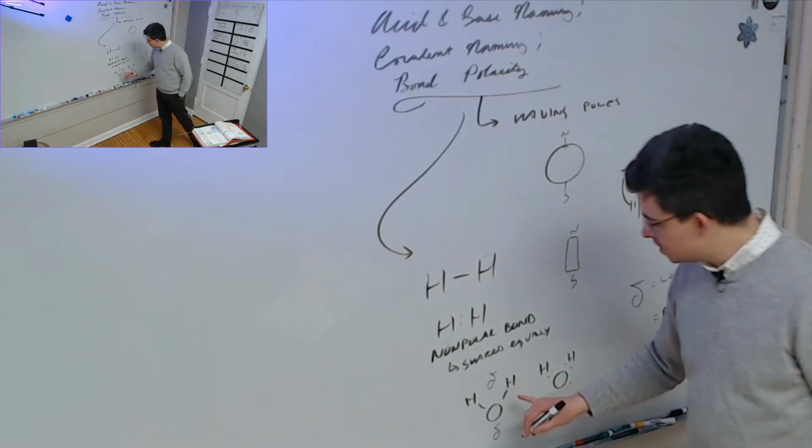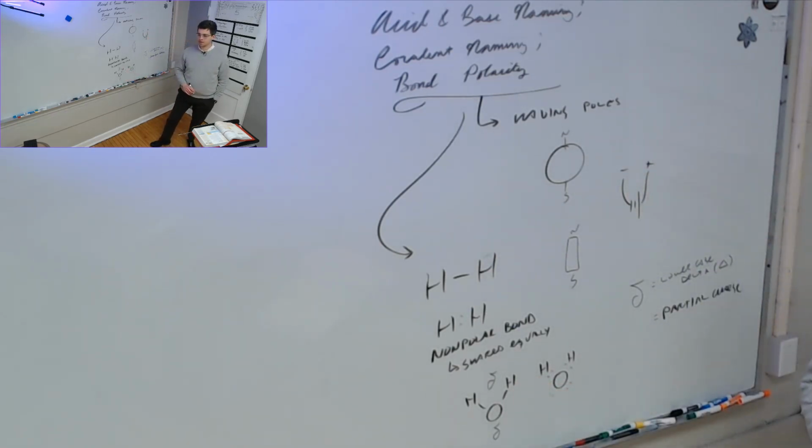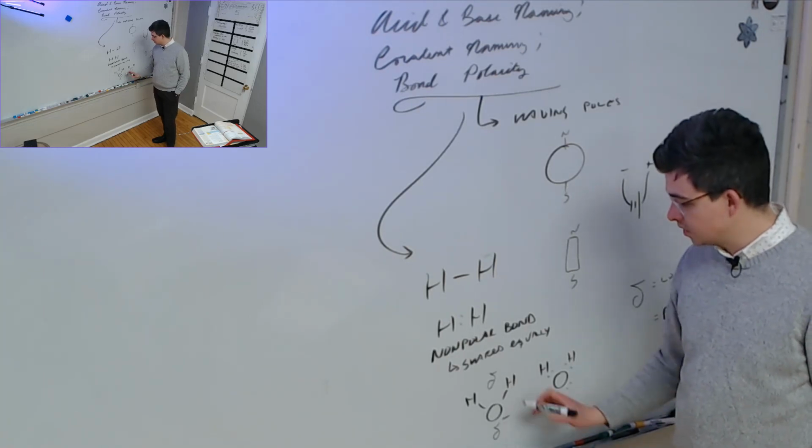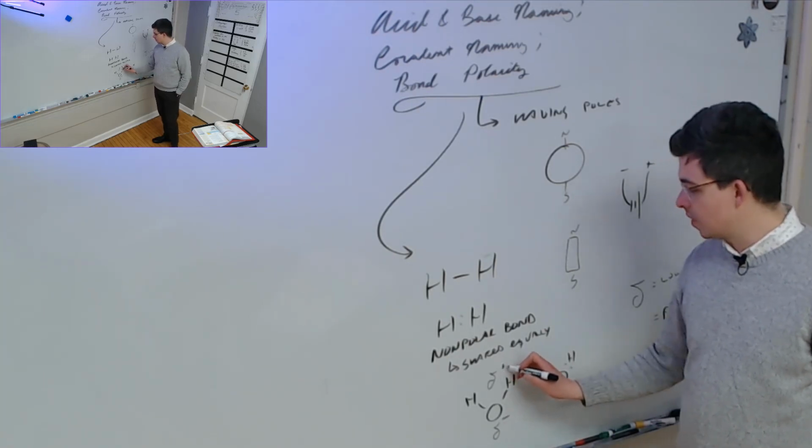So which end ends up being negative? That's my question now. I think about it this way. Which end is more attractive to the electrons? Because where the electrons go, that's going to be more negative. So which end is more attractive to the electrons? The oxygen end. So this is a partial negative, and because of that, this must be a partial positive.